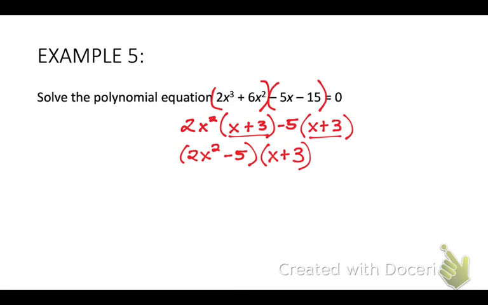Okay, so now I have it in factored form. Now I should be able to come up with my solutions. This one's easy. That's negative 3.